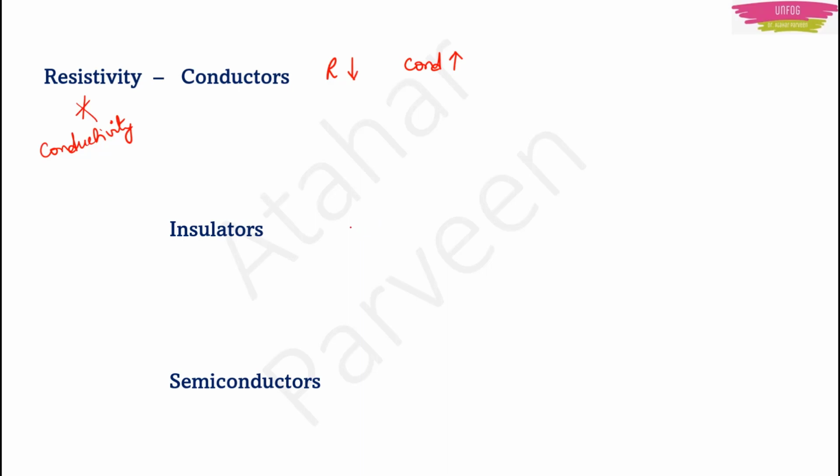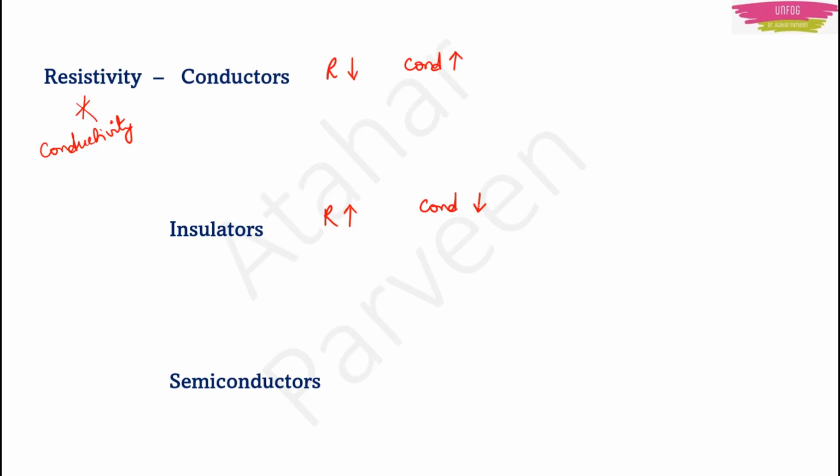Then what about insulators? Here resistivity will be very high. That's why it's not allowing current to flow through it, right? That's why conductivity will become low in insulators. What about semiconductors? Semiconductors means they are intermediate. We don't know, it may be having moderate resistivity or you can say they have moderate conductivity. Whatever you choose, you can describe semiconductors on the basis of resistivity or conductivity.